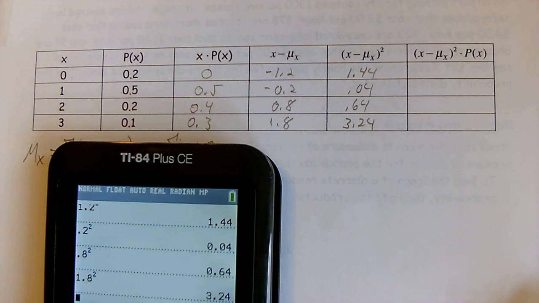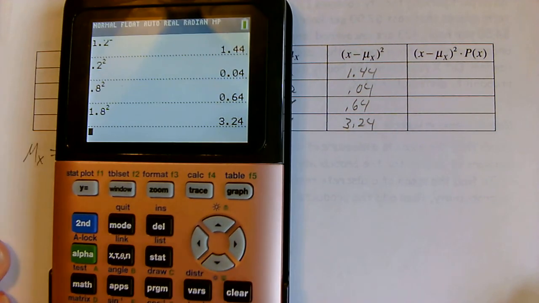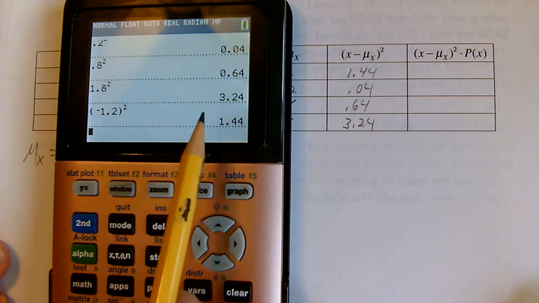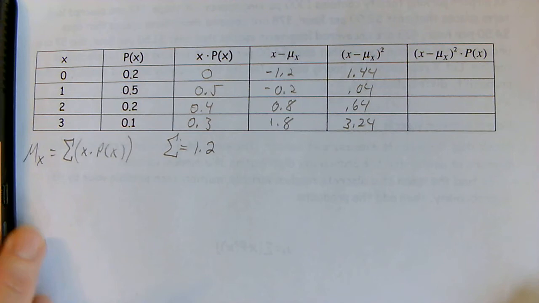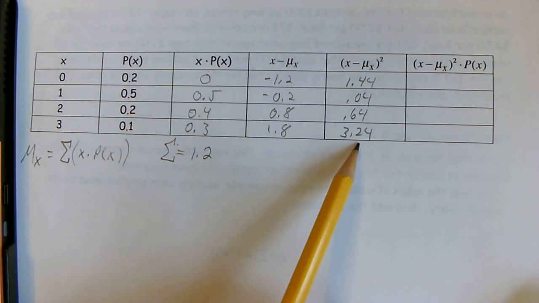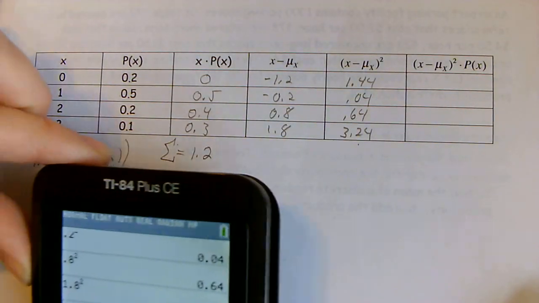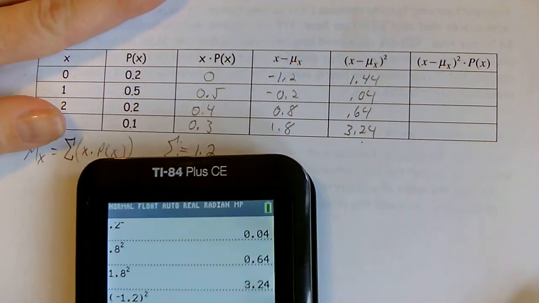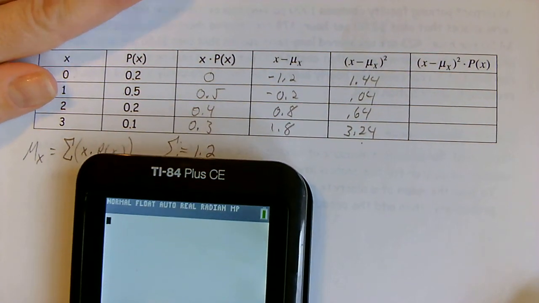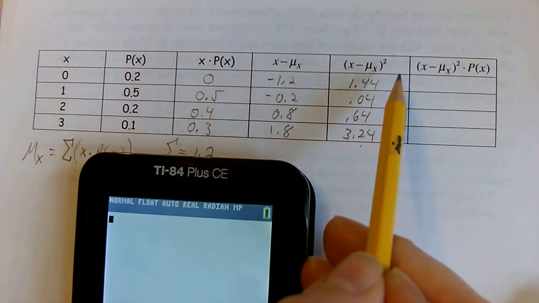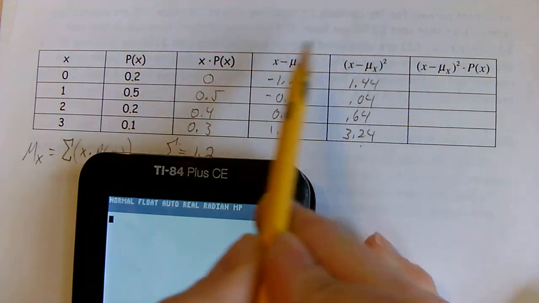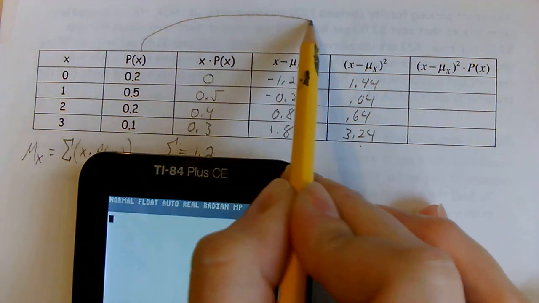I just dropped the negative sign. Be careful when you square something. You really should put it in parentheses. A negative times a negative is a positive, or you can just drop the negative signs at this point. Then, if you can see my calculator, it says take this value and multiply it by each probability. So this column times here.